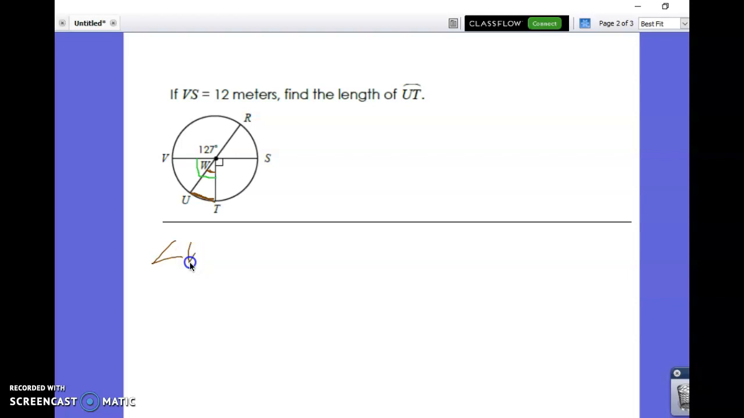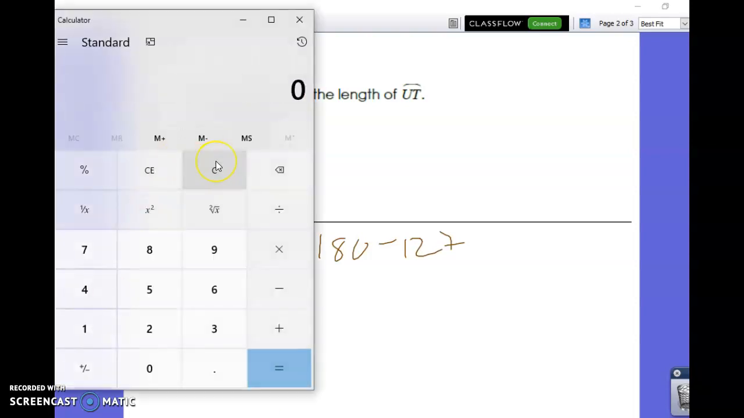So to get angle VWU, we have to do 180 minus 127. Remember again that these two are supplementary, they are linear, so they should add up to 180. So just to get W right here in the middle, all we gotta do is subtract that 127 from 180. So let's do that. 180 minus 127, and that gives us 53 degrees.